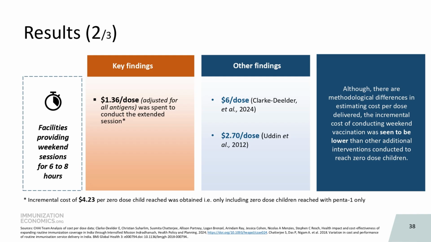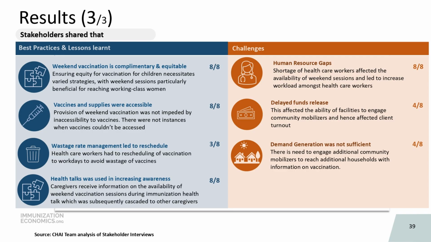we also look at the cost per zero-dose child reached, which is about $4.23. But as mentioned earlier, when it was adjusted to include other antigens, this came down significantly to $1.36 per zero-dose child reached. And on the next slide, we also see some of the findings from the qualitative interviews that we conducted. A lot of the stakeholders that we engaged shared the opinion that the weekend vaccination is complementary and equitable, while it's not to replace the weekday sessions or other immunization activities that are conducted.